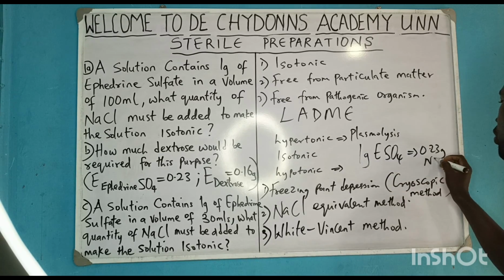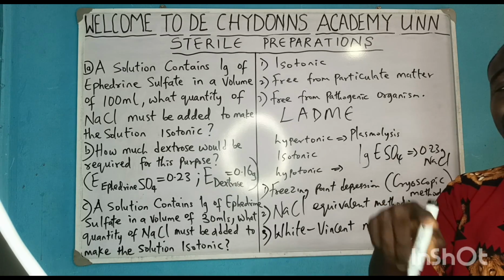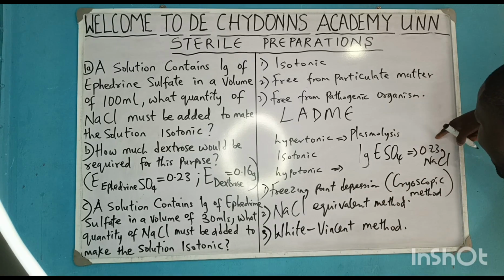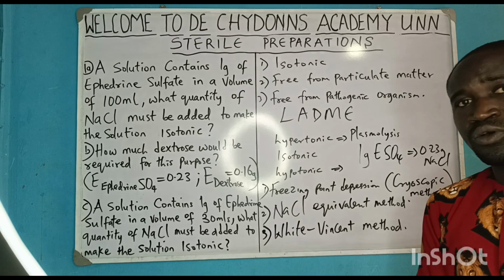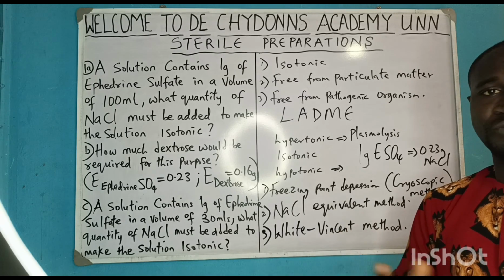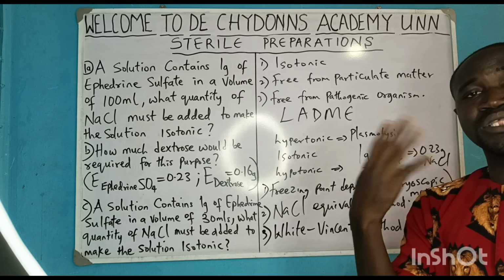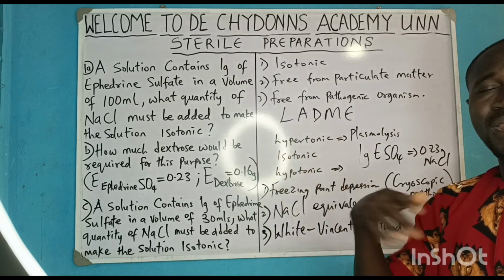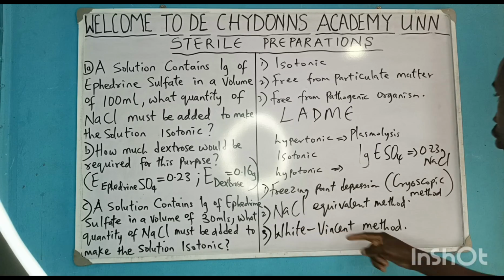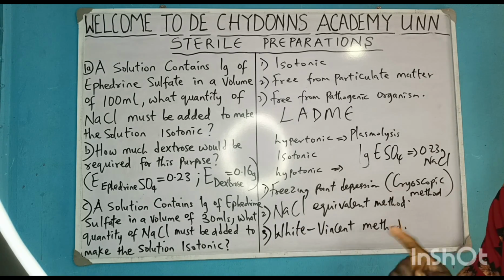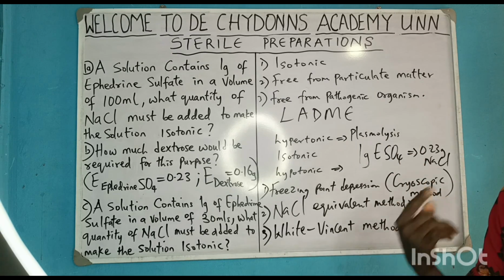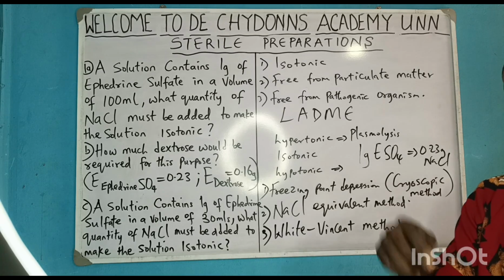0.23 gram of what? Sodium chloride. Every pharmaceutical powder has a particular amount of sodium chloride it contains. That means if you talk about paracetamol, you have to check our official codes, like British Pharmacopoeia, European, American Pharmacopoeia, to know what the sodium chloride content or equivalent is in 1 gram of what? Paracetamol.